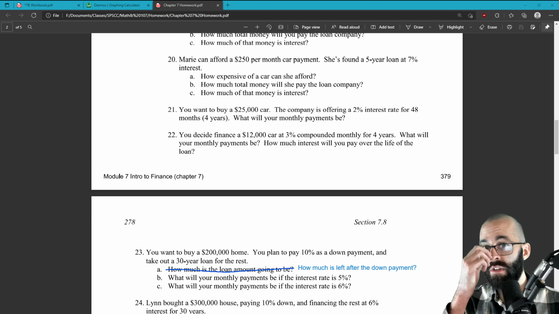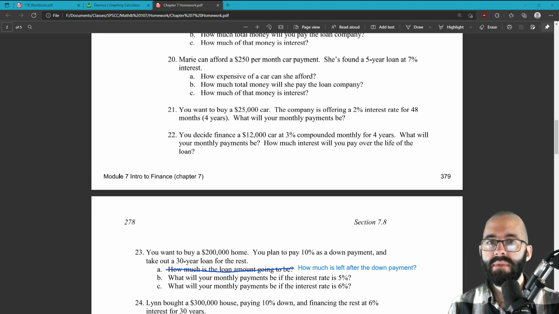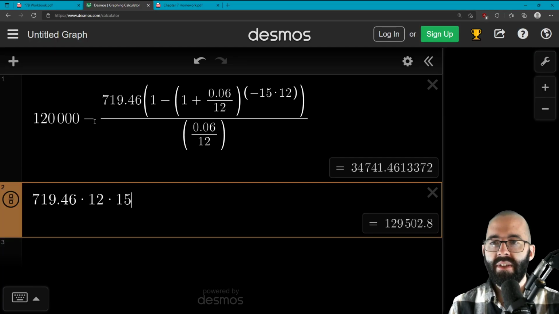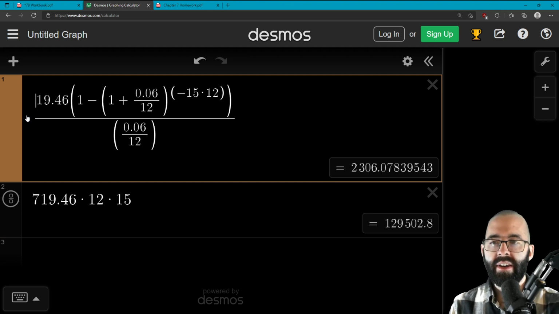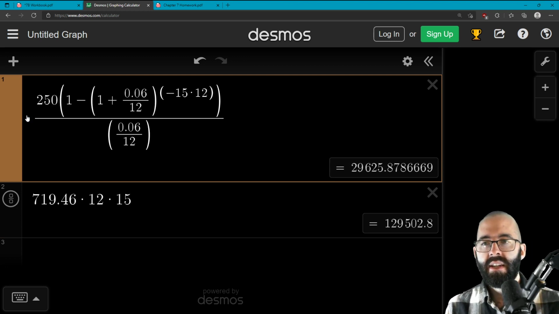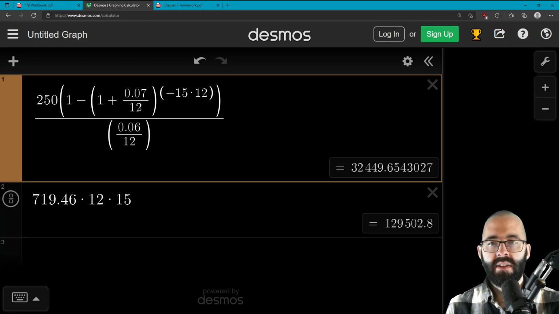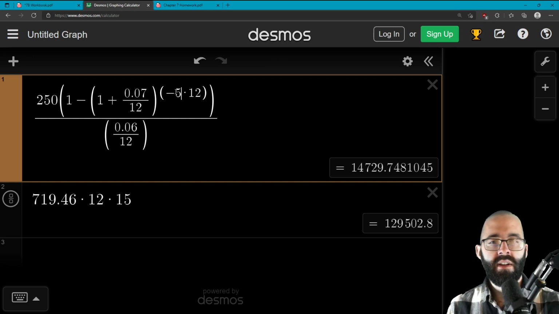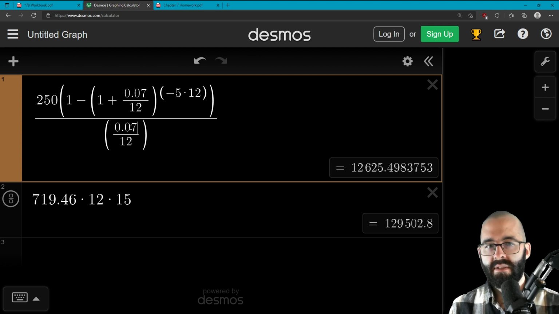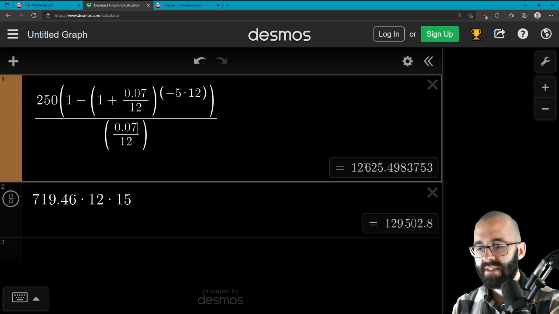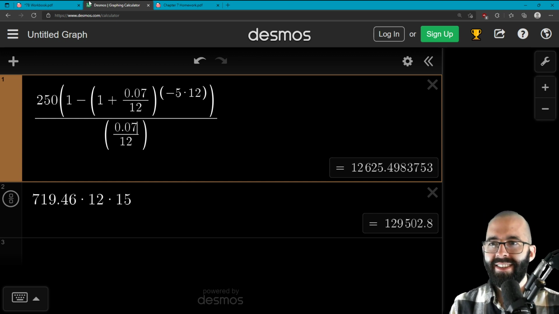Well, we're going to use our loan formula. 250 car payment. So luckily we already have this typed in. 250 car payment, 7% interest, I think it said, and 5 years. K is still equal to 12, 5 years, 7% interest. She can buy a car that is worth $12,625.50.